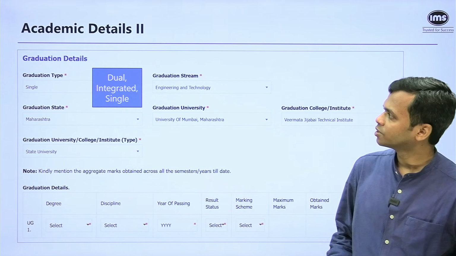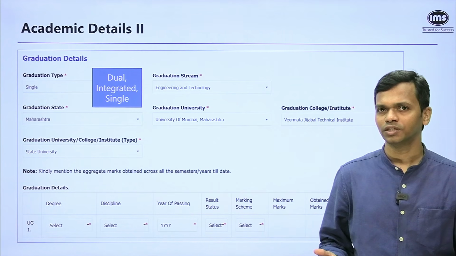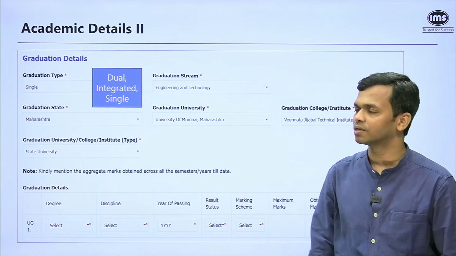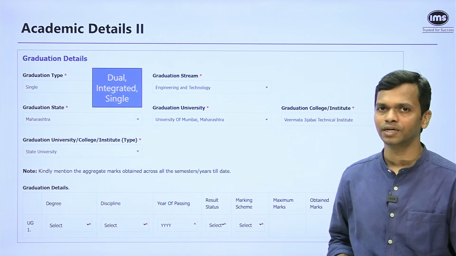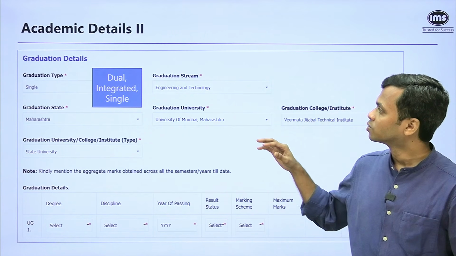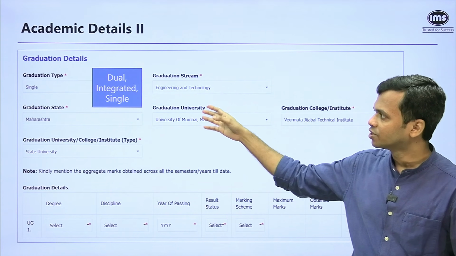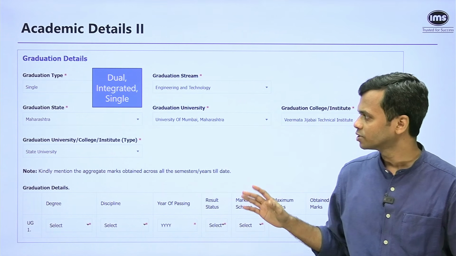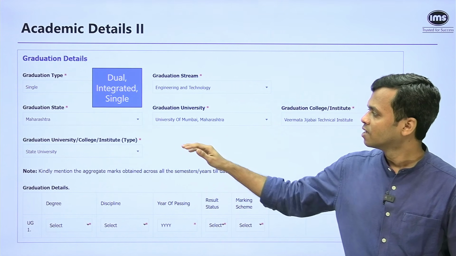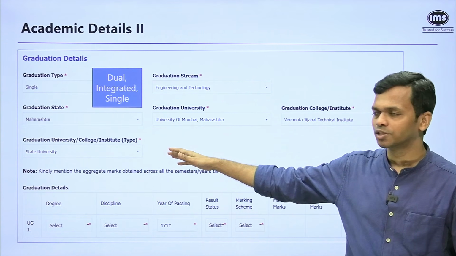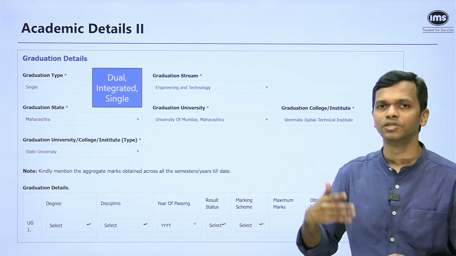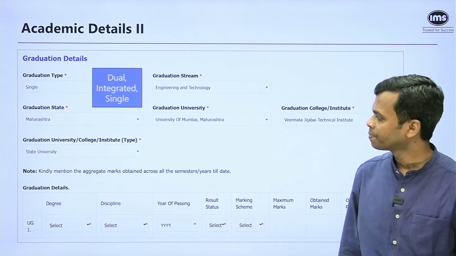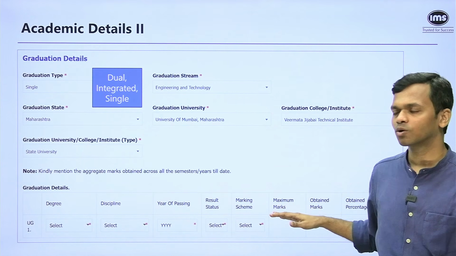So in academic details 2, you basically have to enter your graduation details. So we start with graduation type. You have options such as dual, integrated, and single. So I've chosen single, then graduation stream, state, university, college, everything is available from drop-downs, so you can make the right choice. Then graduation university, college, institute type, like a state university or private university and so on. And then the marks that are obtained.